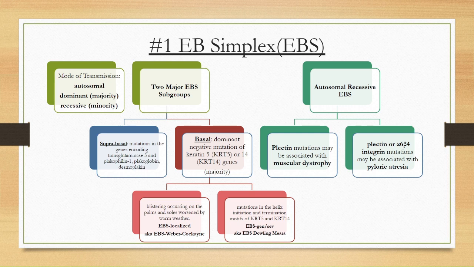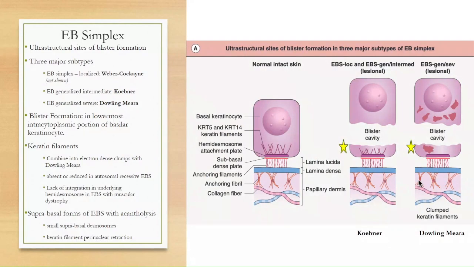Now, if you have more significant mutations with keratin 5, keratin 14, you could have generalized severe, and that was previously called Dowling-Meara type. There's also autosomal recessive EBS, and these are mutations in plectin, which is associated particularly with muscular dystrophy, or mutation in alpha-6 beta-4 integrin, which is associated with pyloric atresia. So these recessive subtypes usually have some sort of other manifestation associated with them.